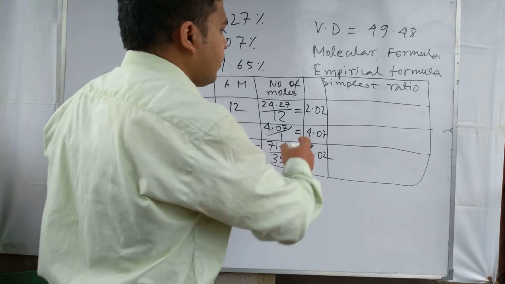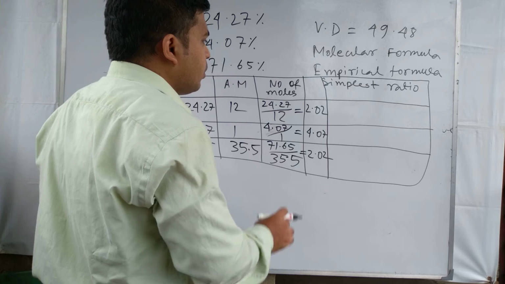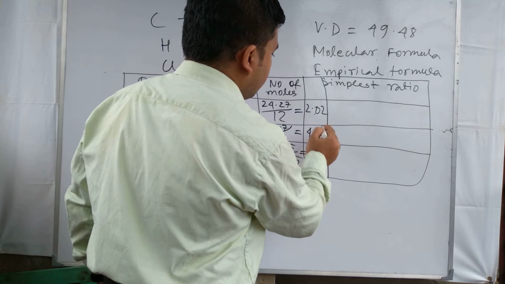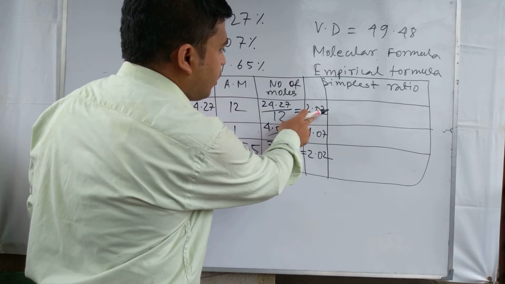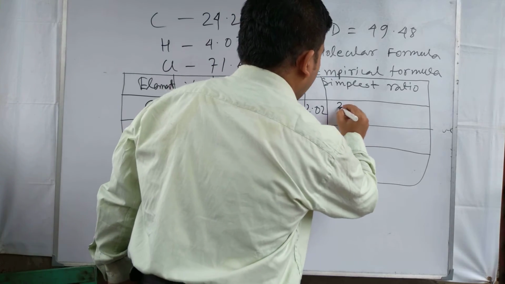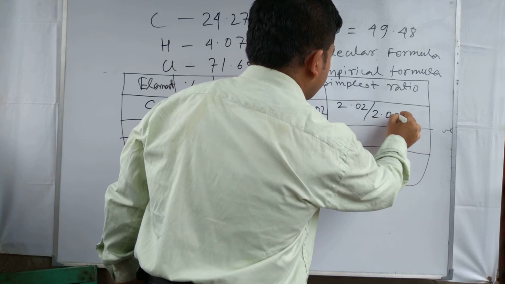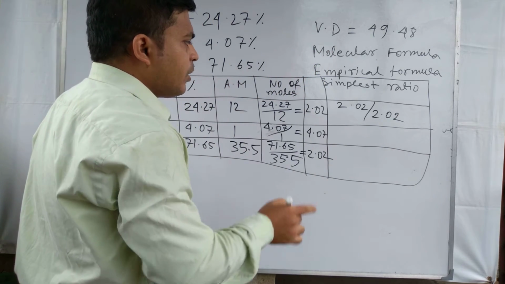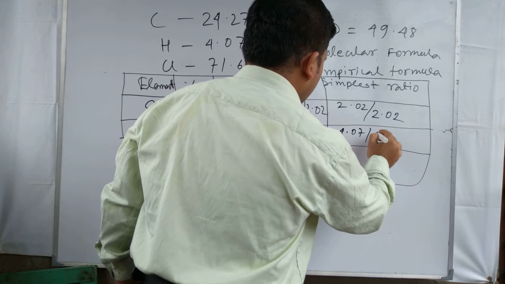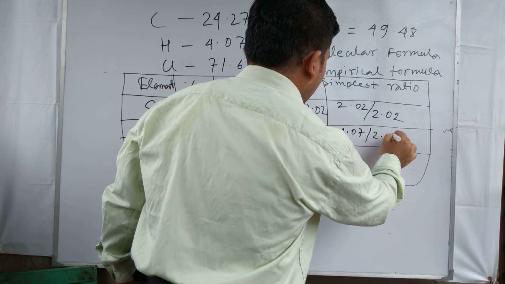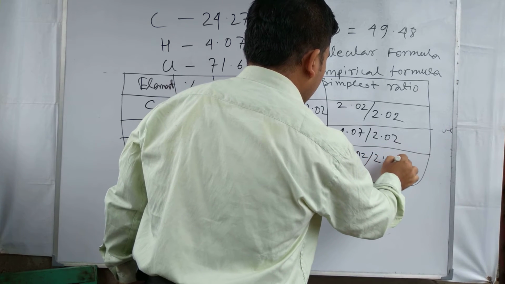After that we have to find the simplest ratio. For finding the simplest ratio, we have to divide by the smallest number. Out of these three numbers, we find the smallest number, which is 2.02, so we divide each by the smallest number: 4.07 divided by 2.02, and 2.02 by 2.02.